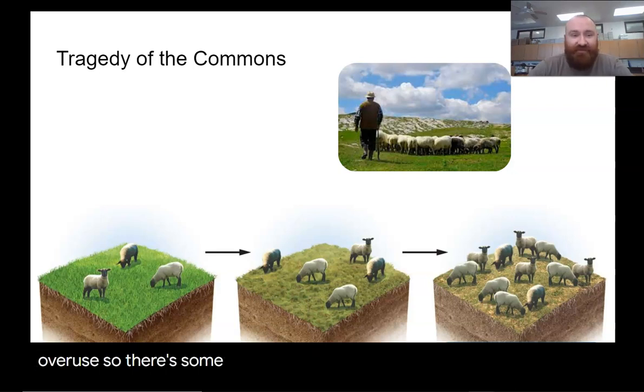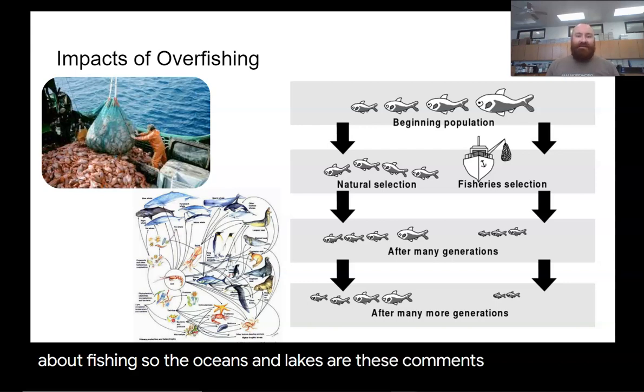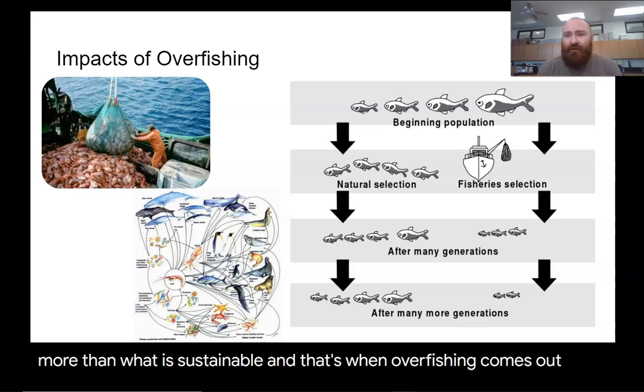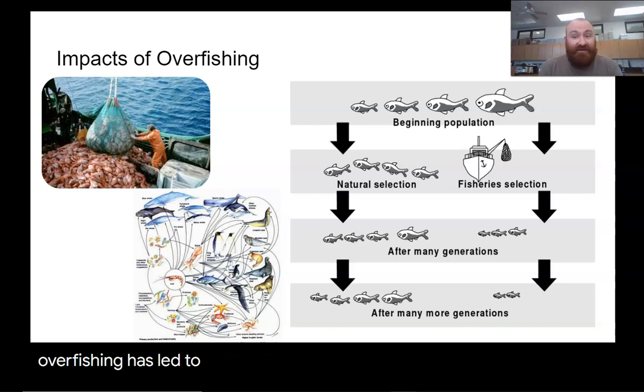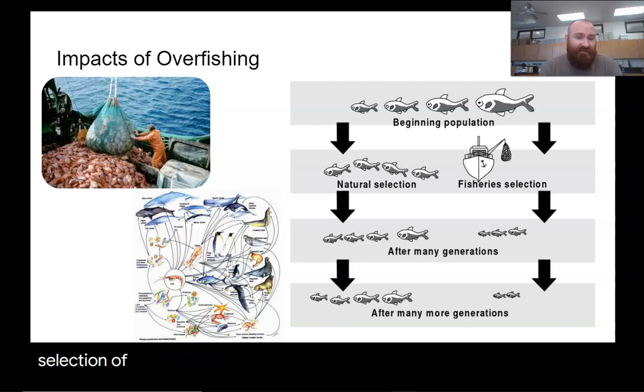So there's some specific examples of this, especially when we talk about fishing. The oceans and lakes are these commons, and people can take more than what is sustainable. And that's when overfishing comes out. Overfishing has led to scarcity of some fish species, which can lessen biodiversity in aquatic ecosystems and actually harm the people who depend on fishing for food and commerce. It can also lead to natural selection of smaller fish.